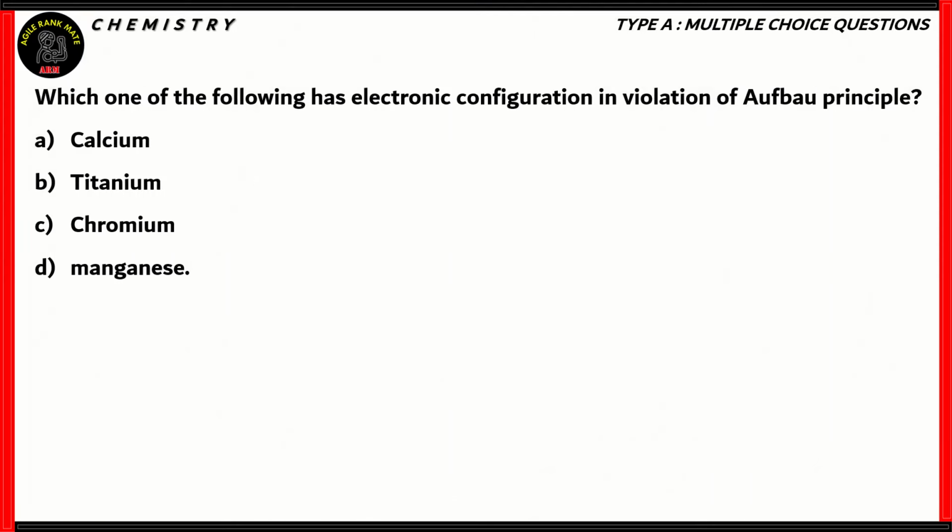Now let's look at another question. Which one of the following has electronic configuration in violation of the Aufbau principle? In the Aufbau principle, you have to use a certain order to fill up your electrons: 1s, 2s, 2p, 3s, 3p, 4s, 3d, and so on. So that's the order in which you should fill it up.